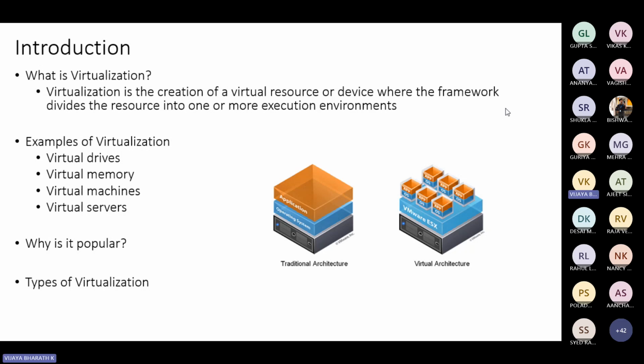If you see a traditional architecture, how does it differ from a virtual architecture? In the traditional architecture, you have the underlying hardware. On top of that, you have an operating system, and above that, you have applications, just limited to that operating system.